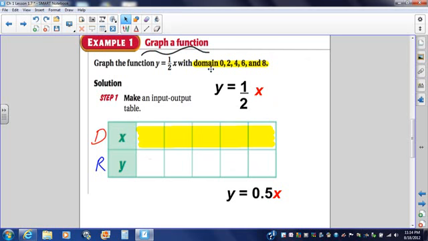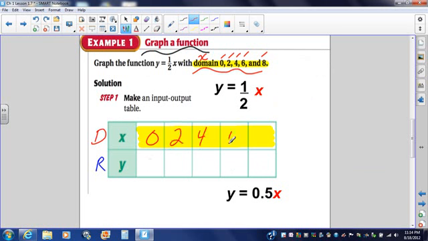All right, if you would, take a look. They asked us to graph this function, y equals 1/2 x, with a domain of 0, 2, 4, 6, and 8. So since they gave me the domain, I'm going to put 0, 2, 4, 6, and 8 for my x. So I'm going to write 0, 2, 4, 6, 8 right here. And you can do that on your paper as I'm doing it, please.